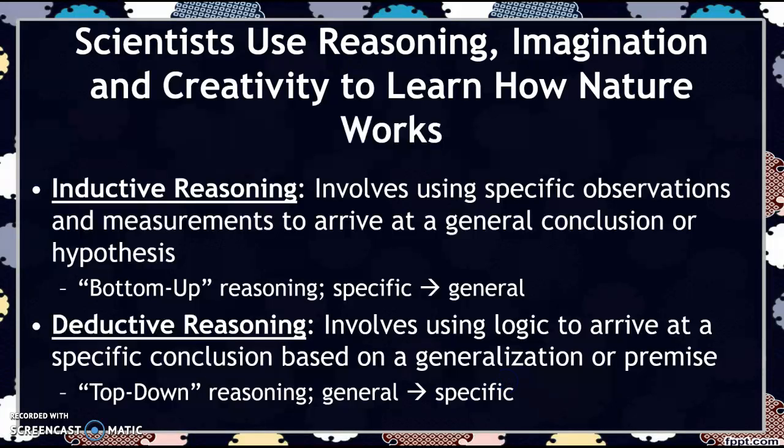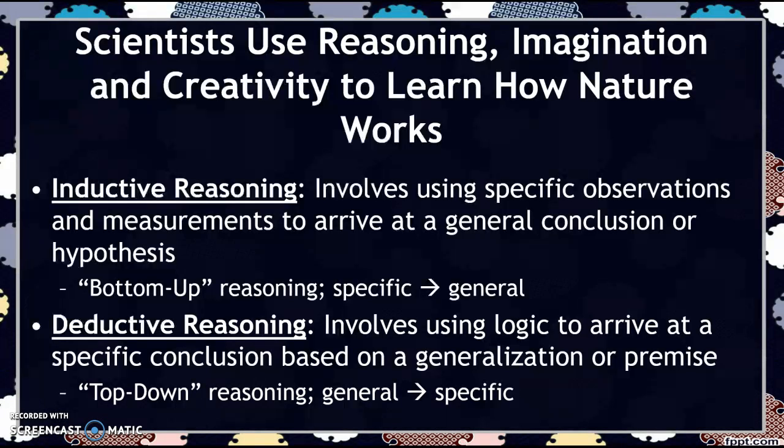In order to come up with some sort of conclusions or analyze their results, scientists have to use reasoning, imagination, and creativity to figure things out and put the pieces of the puzzle together. So there's two types of reasoning. The first type is inductive reasoning, and that involves using specific observation and measurements to arrive at a general conclusion or hypothesis. So when you think of science, this is usually what you think of. You start with specific observations and you put them together like a puzzle to come up with a general idea.